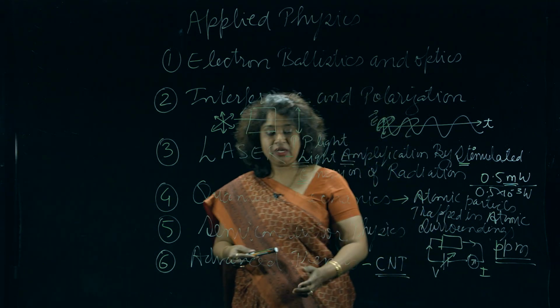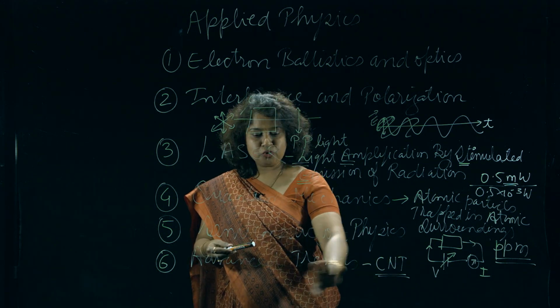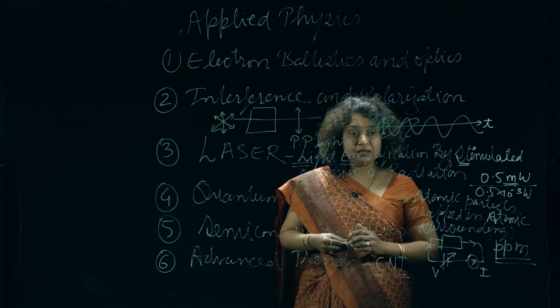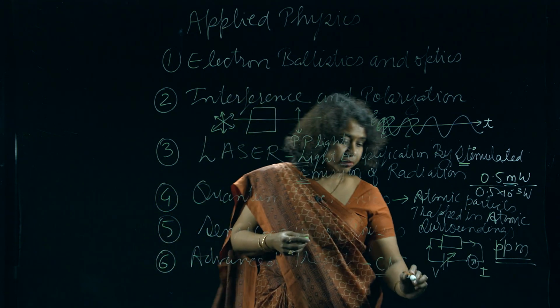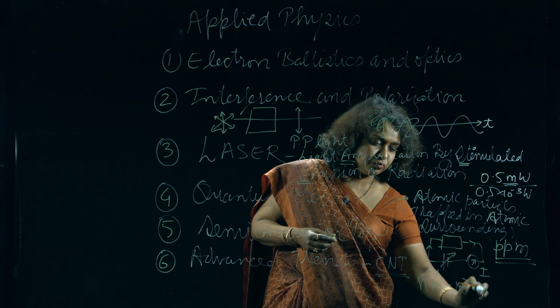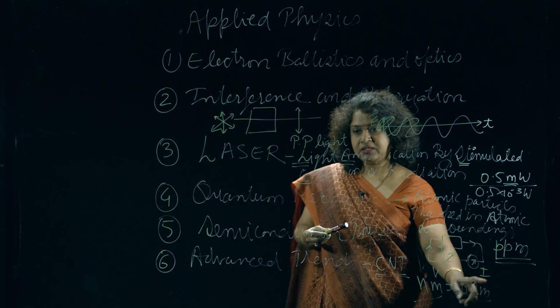So, we will be learning this particular topic, carbon nanotubes, under the head of advanced trends. We will try to learn what nanomaterials are. Now, what do you mean by nano? Nano is nothing but nanometers. Nanometer is 10 power minus 9 of a meter. So, nano is 10 power minus 9 of a meter.